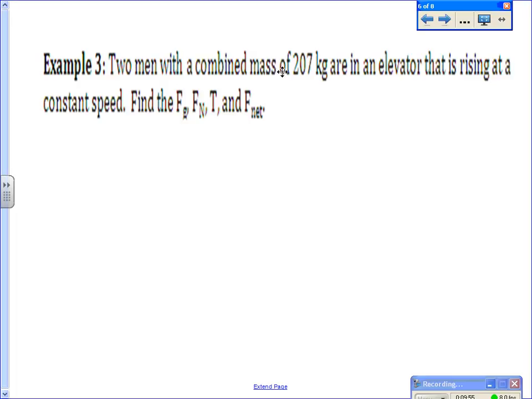All right, 2 men with a combined mass of 207 kilograms are in an elevator rising at a constant speed. Okay. So rising at a constant speed.